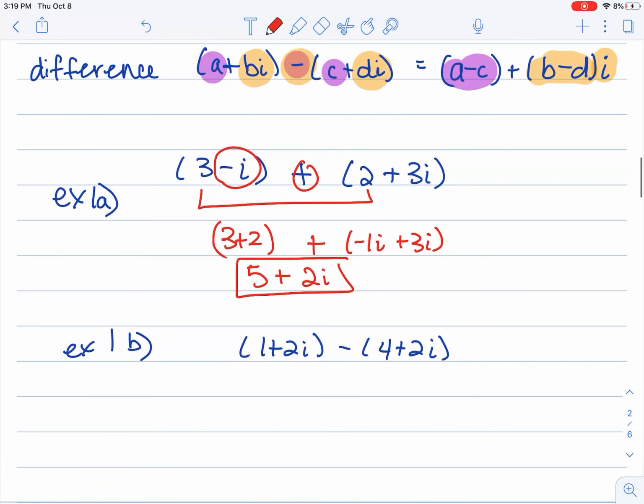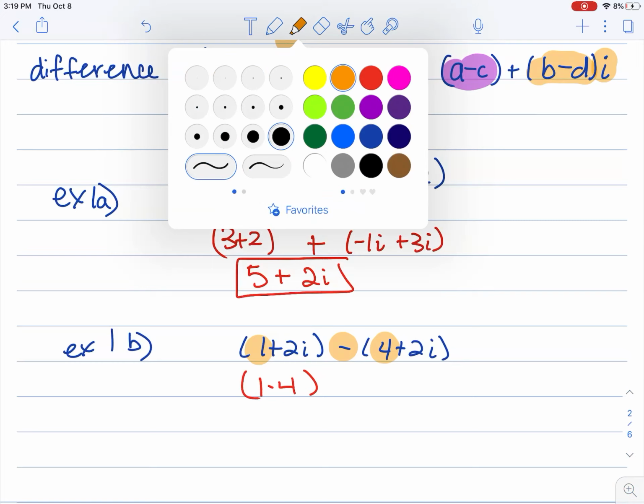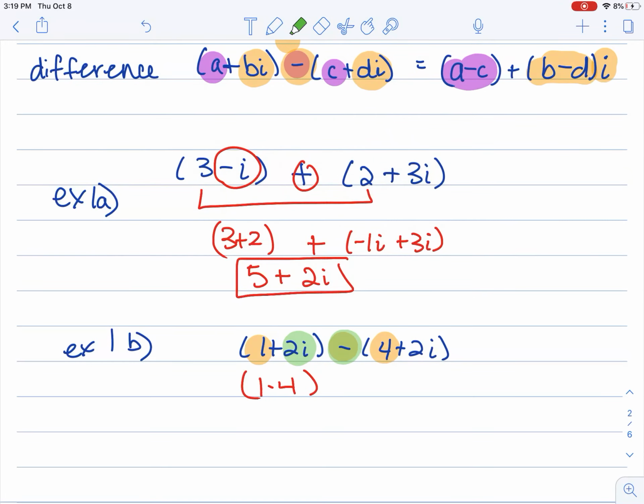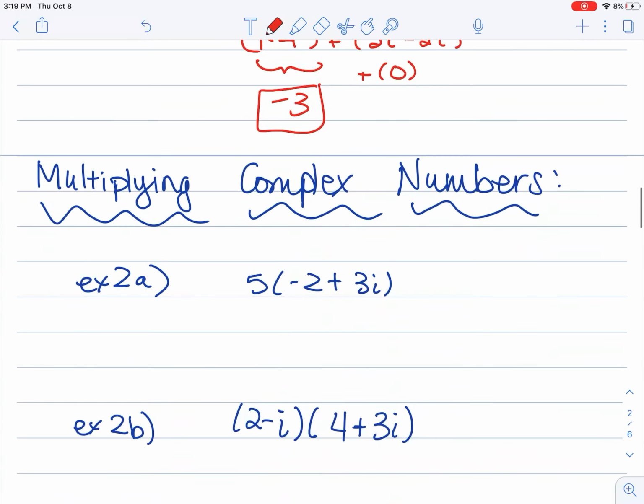For the next part here, we want to make sure that when we do our separate parts, so it's 1 minus 4, and 2i minus 2i. Well, I know 2i minus 2i just gives me a 0. And then what's left here is 1 minus 4 is negative 3, and that's our answer for that.